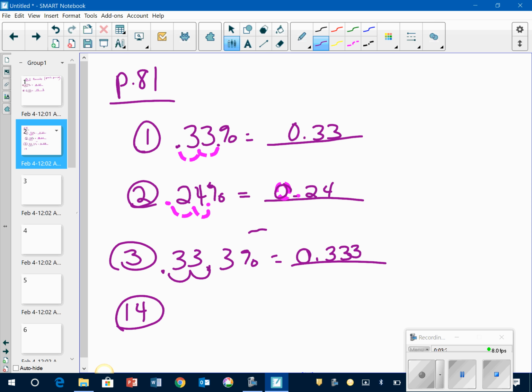Now if you go over and look at example 14, you have 0.25%. You're still going to do the same thing. You're still going to move the decimal 2 places to the left, but you may have to add some zeros in there. So we have one here. We have 1, 2. So you have to add a 0 there. So now it's 0.0025.